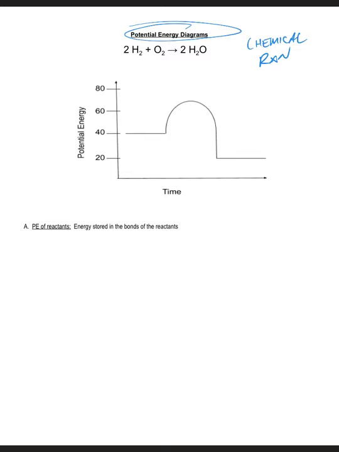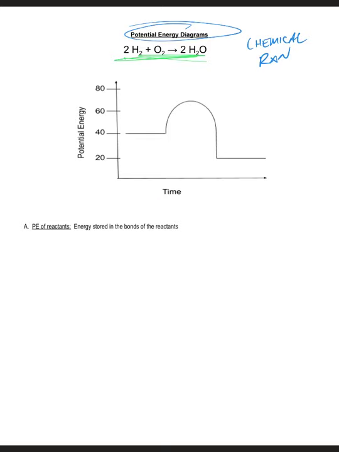The particular chemical reaction we'll use as an example today is hydrogen plus oxygen yields water. So just a simple equation to help us understand what these graphs are all about. And we need to know all these different parts and pieces of the graph.